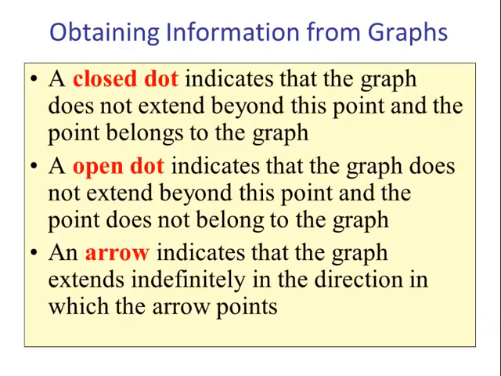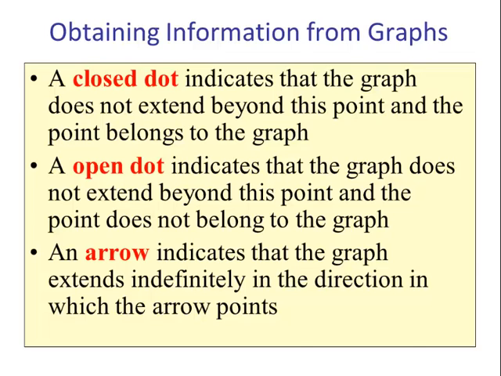Obtaining information from graphs. A closed dot indicates that the graph does not extend beyond this point and the point belongs to the graph. An open dot indicates that the graph does not extend beyond this point and the point does not belong to the graph. An arrow indicates that the graph extends indefinitely in the direction in which the arrow points.